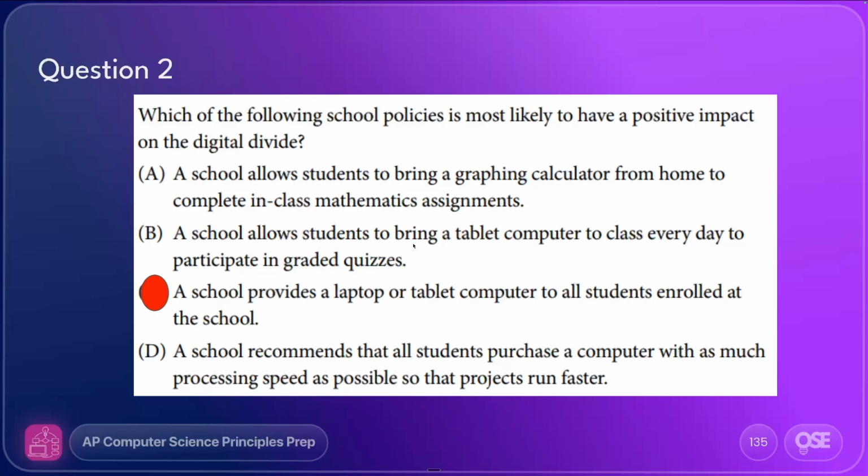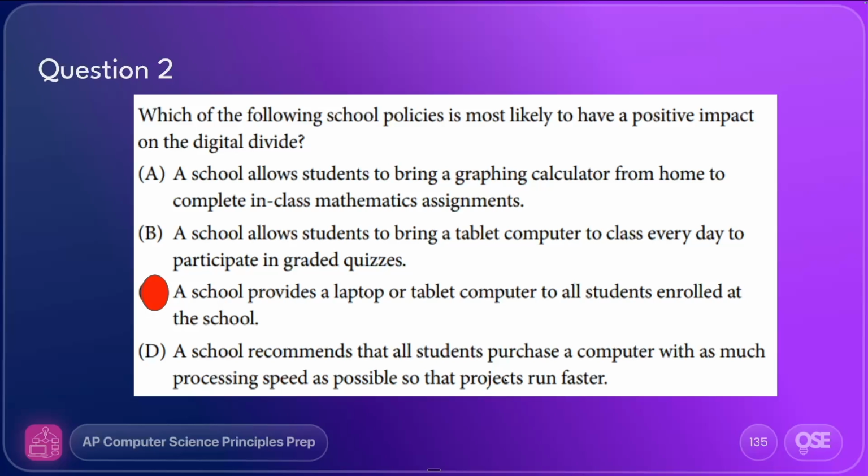Remember, the digital divide is when groups are separated based on access. So, requiring to bring a calculator will separate them even further. Bringing a tablet to participate in graded quizzes will also divide people because some may not have a tablet. And purchasing a laptop with as much processing speed as possible is also a digital divide. It causes digital divide. It does not have a positive impact because some people may not afford such computers.